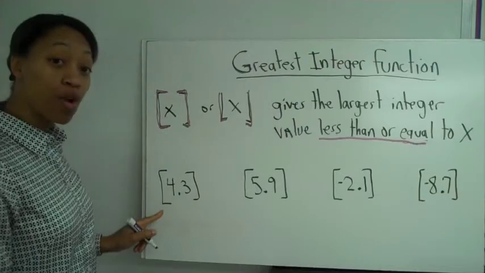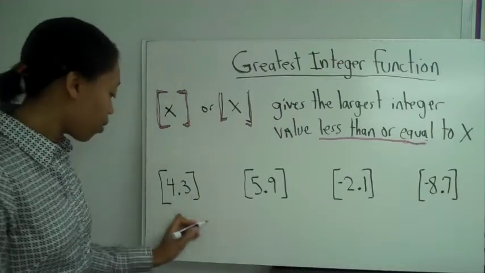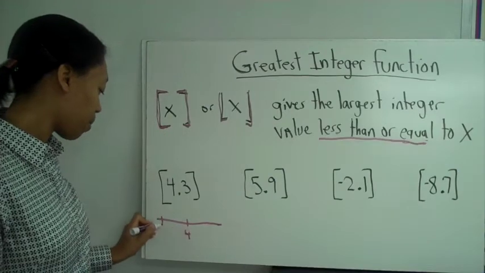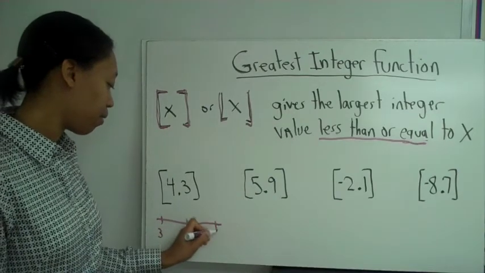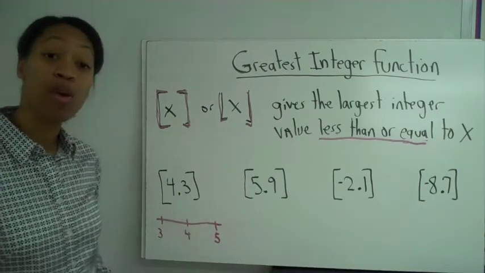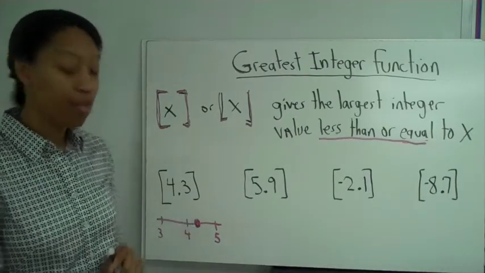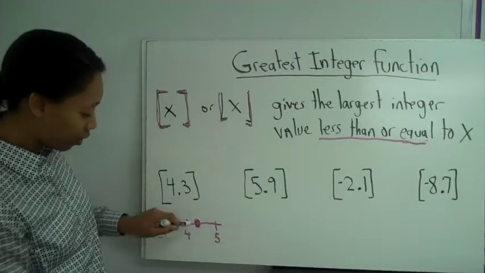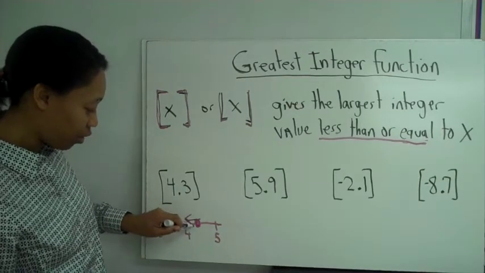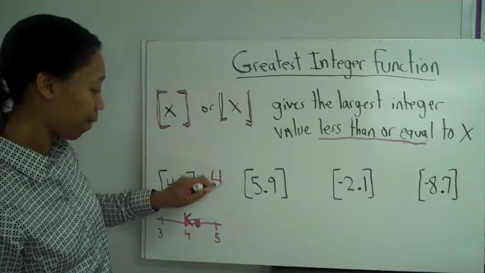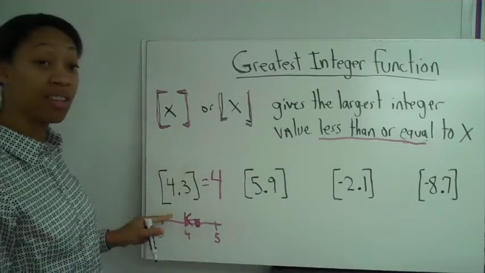So 4.3, where would that round to? Well, here's 4, 5. Okay, 4.3 is around here. 4.3 is going to round down to 4. So we're rounding down to the next integer.